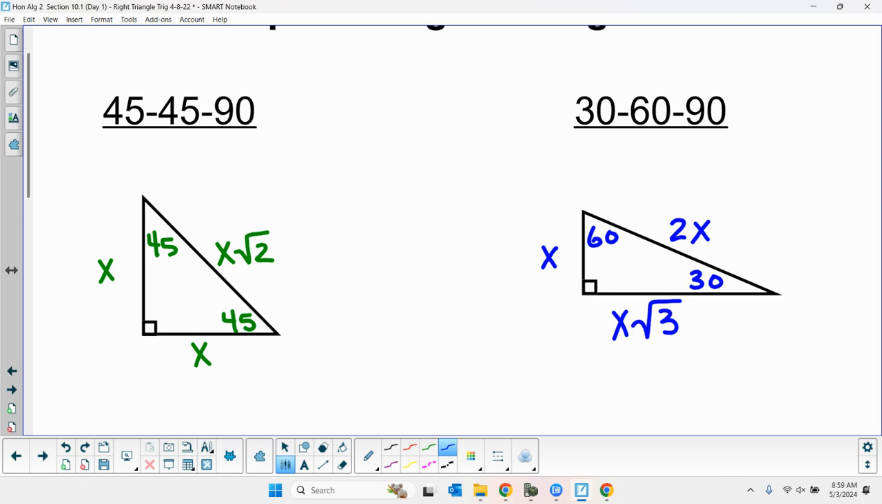So sometimes they'll give you the long leg. So to get to the short leg, you've got to divide by radical 3, which means you've got to multiply top and bottom by radical 3. And then to get to here, you double that number. You just double the number in front of the radical. Everything else stays the same. Okay? So that's always true. So memorize those 2 things, you got it.